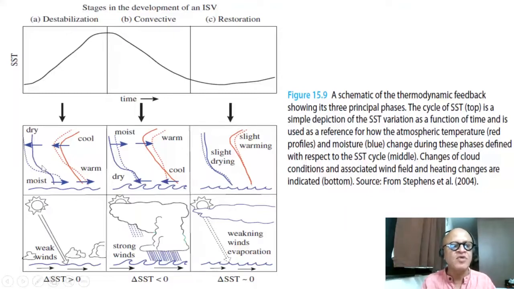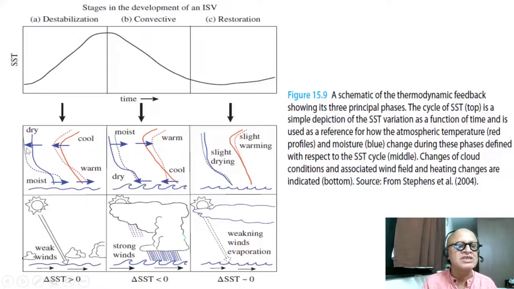If you look at the profiles, you have the moisture profile, you have the dotted line, which is the background profile, so you make sure you read it properly. So moisture change during the phases defined with respect to SST cycle. The atmospheric temperature is red, used as reference for how the atmospheric temperature and moisture change during these phases defined with respect to SST. Blue in the middle. Change of cloud conditions and associated wind field and heating changes are indicated in the bottom.